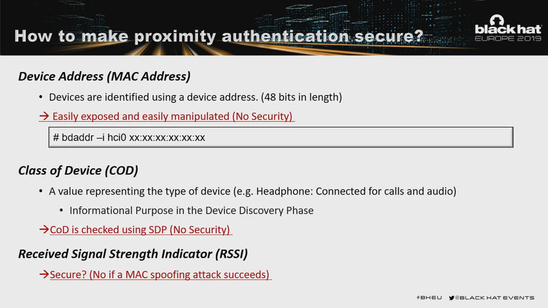The first one is the MAC address. Obviously, the MAC address is not secure. It can be easily spoofed. And it was already applied in the first attacks on Android Smart Lock. And we can easily do the attack by using this command. What about the class of device? This information is used in Windows Dynamic Lock, because Windows Dynamic Lock allows only a phone for the authentications. But this value is sent by SDP. And there is no security in SDP. So you should not use the class of device for security purposes. What about the RSSI signal strength?